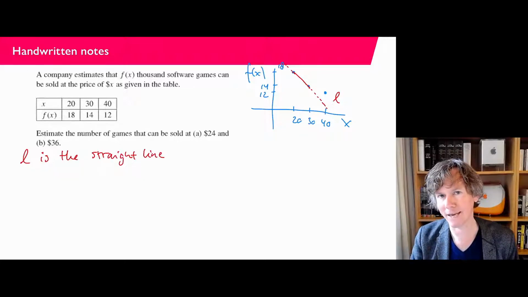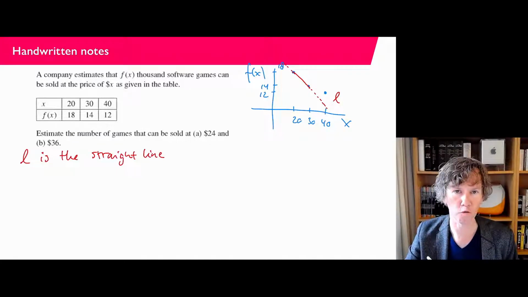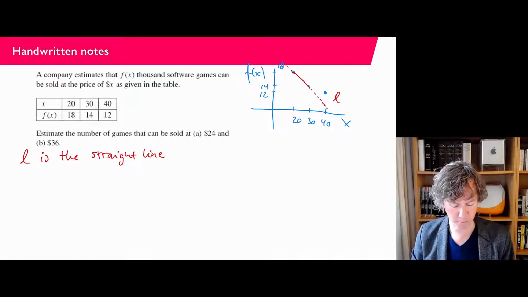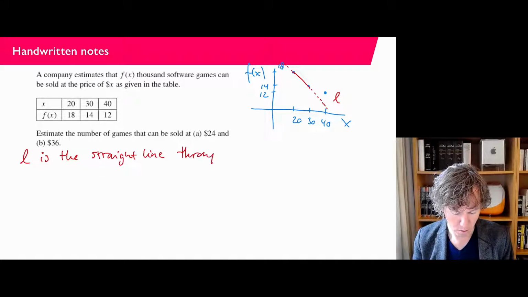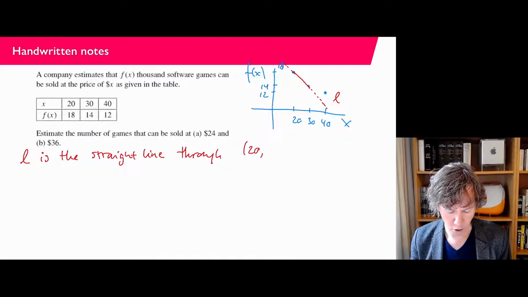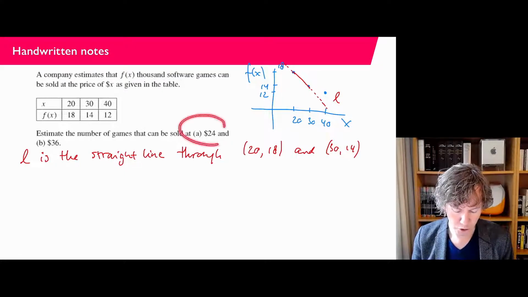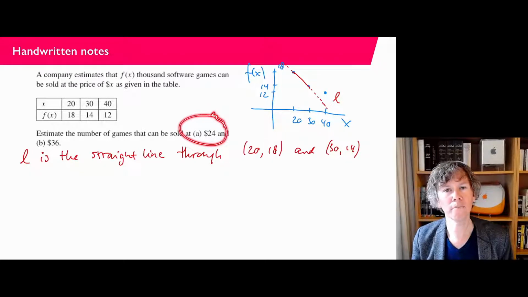But in mathematics, a line is a straight line. And if you have a non-straight line, you would call it a curve. So a curve is bent, a line is straight, but straight line, just for emphasis, is a straight line through the 2 data points we have there. So (20, 18) and (30, 14). And what we're being asked here, if you look at question A, is what is the amount of computer games sold? What is f(24)?